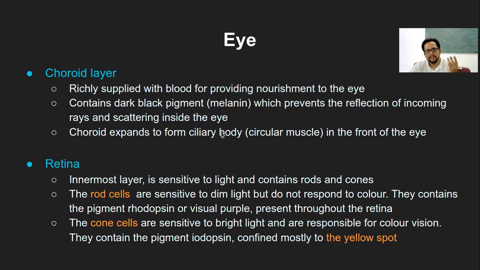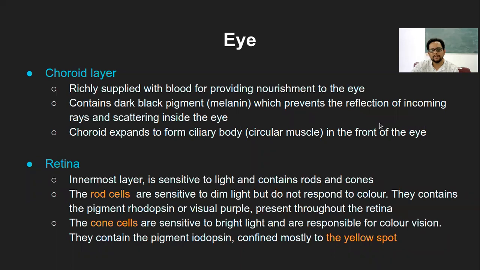Then the choroid. The main function of the choroid, the first one, was being very vascular in nature. That means too many blood vessels to supply nutrition to the eye. And second most important, the presence of this melanin pigment layer, which prevents the deflective behavior of the light rays. So it will absorb all of the light, and that was the function of this melanin layer.